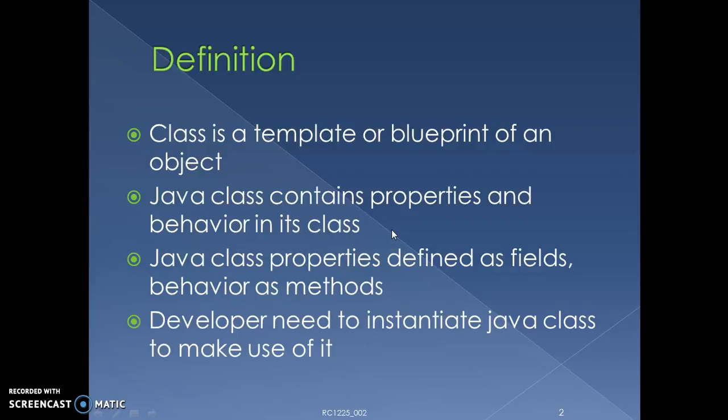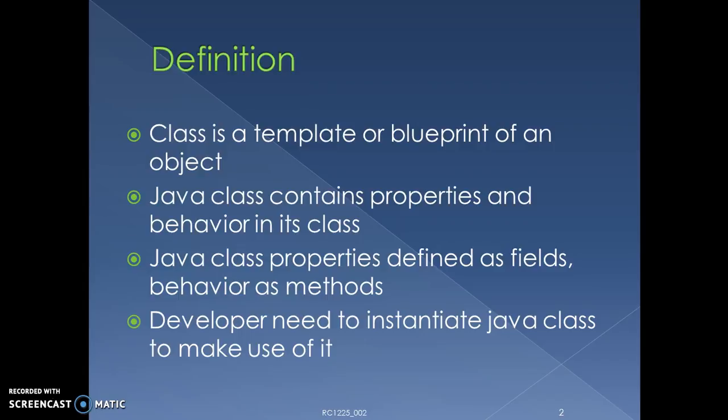A class must have properties. Properties you are going to implement as part of behavior as methods. This part we are going to discuss in our point number 3. Java class properties are defined as fields and behavior as methods. That means my Java class template contains majorly two things, that is fields and methods. Fields talk about the properties. Methods define the behavior of my class.